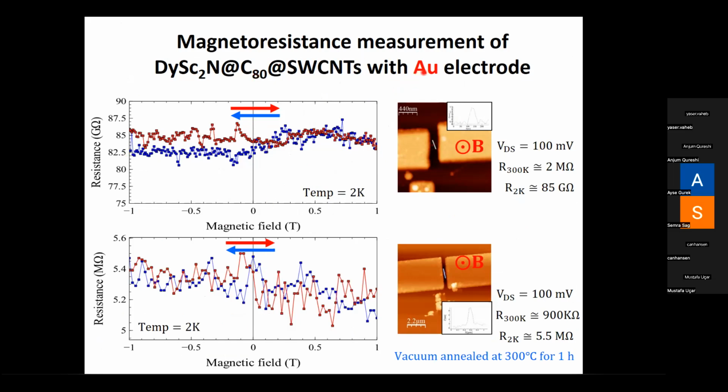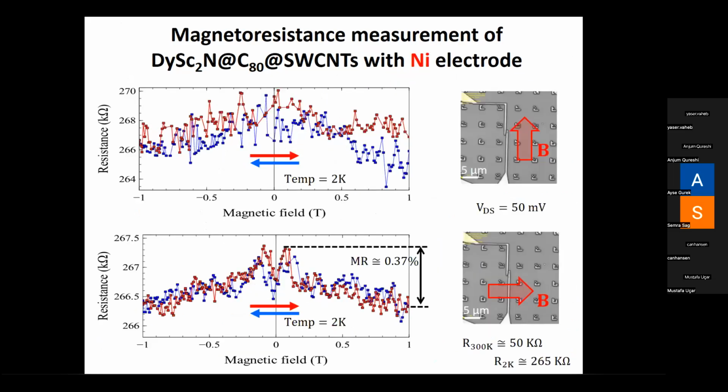However, we switch from gold to nickel. You can see magnetic resistance observed, 0.37, very small, but the magnetic resistance is observed in the nickel. So this is the first example of the magnetic resistance. Conduction electron and encapsulated single magnet interact to show the negative magnetic resistance.